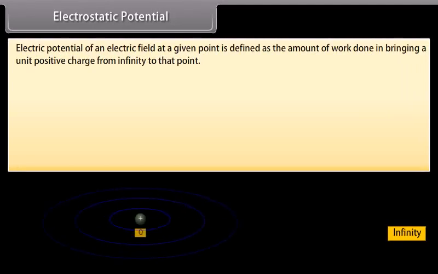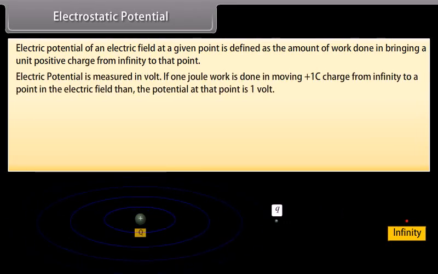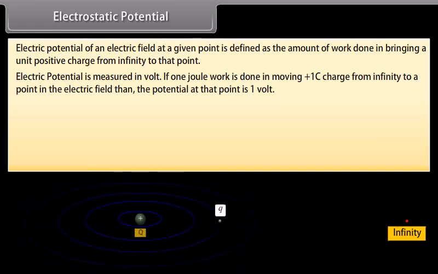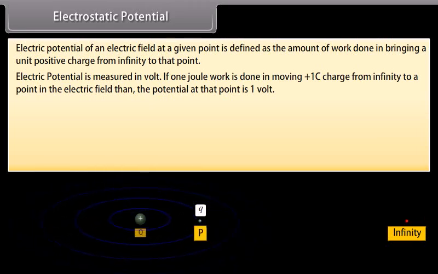Electric potential of an electric field at a given point is defined as the amount of work done in bringing a unit positive charge from infinity to that point. Electric potential is measured in volt. If 1 joule of work is done in moving +1 coulomb charge from infinity to a point in an electric field, then the potential at that point is 1 volt.